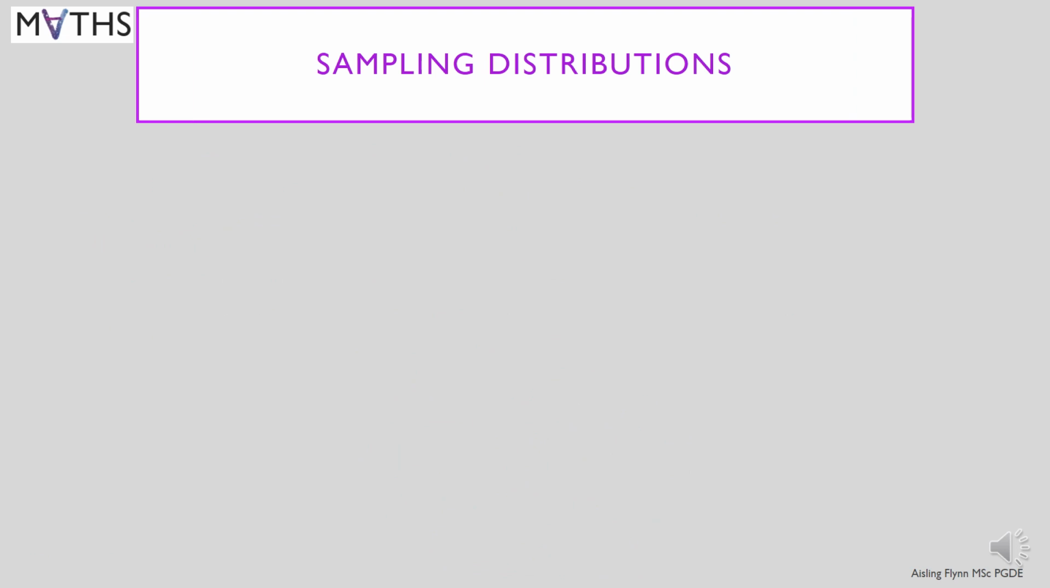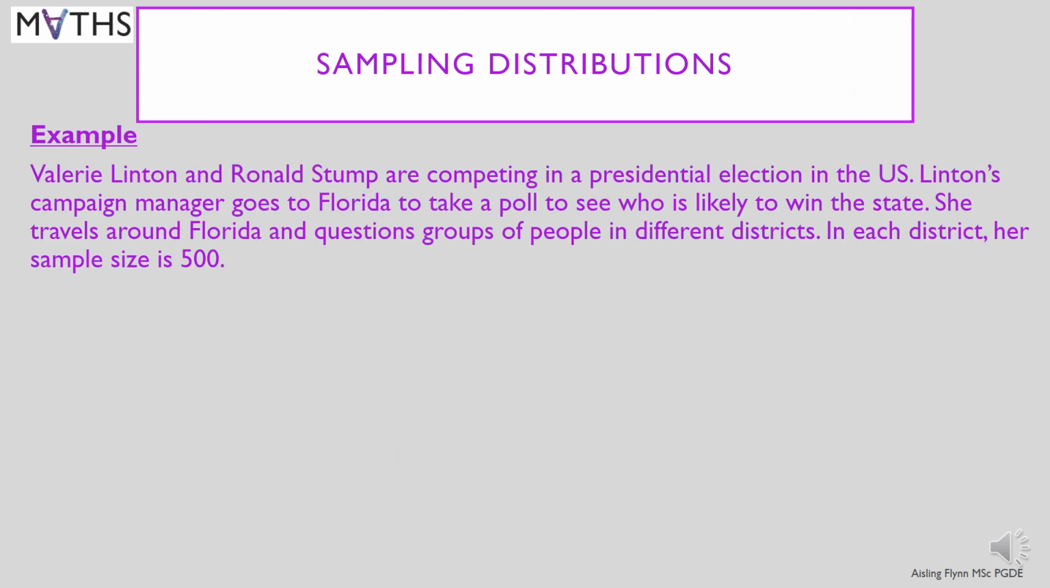Sampling distributions. Here's an example. Valerie Linton and Ronald Stump are competing in a presidential election in the US. Linton's campaign manager goes to Florida to take a poll to see who is likely to win that state. She travels around Florida and questions groups of people in different districts, so she's taking different samples. In each district, her sample size is 500, so she asks 500 people who they are going to vote for.